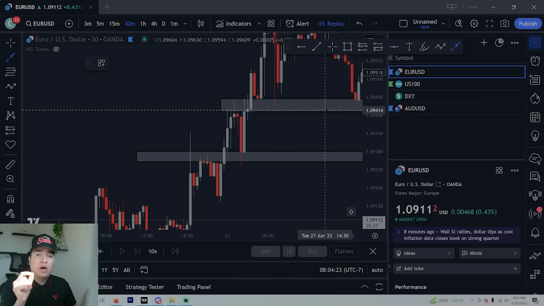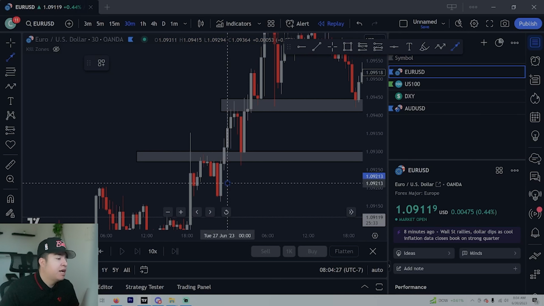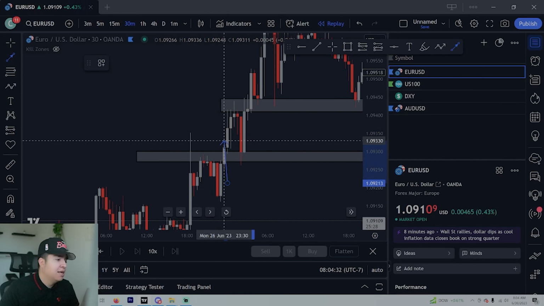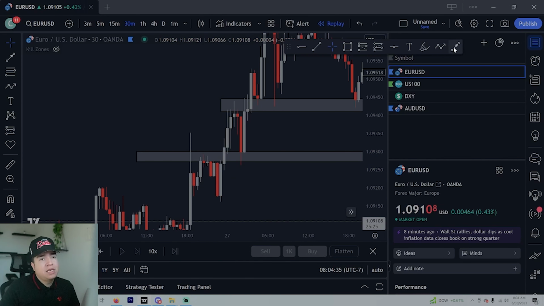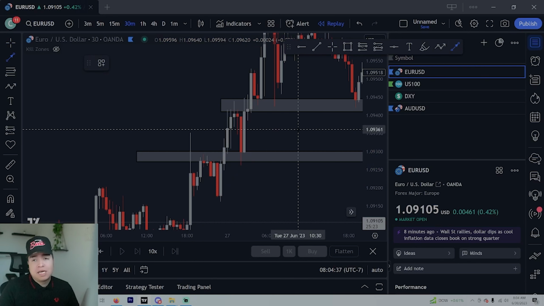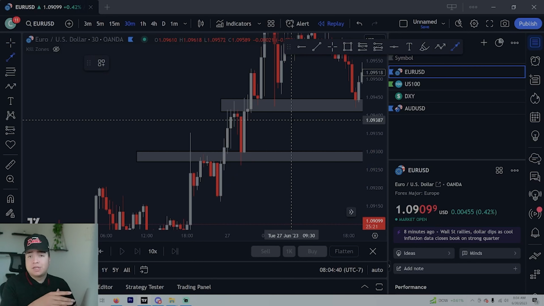Okay, so now that we know how to spot support and resistance, let's get into the strategy, right? So basically the strategy is once we break a support or resistance, we come back for a retest and we're gonna enter on this retest. But there's one thing that you need to make sure, and it took me a long time to figure this out, and I never hear no one talking about this.